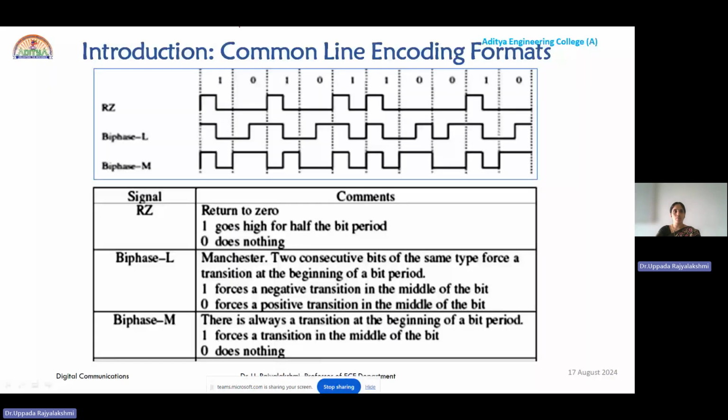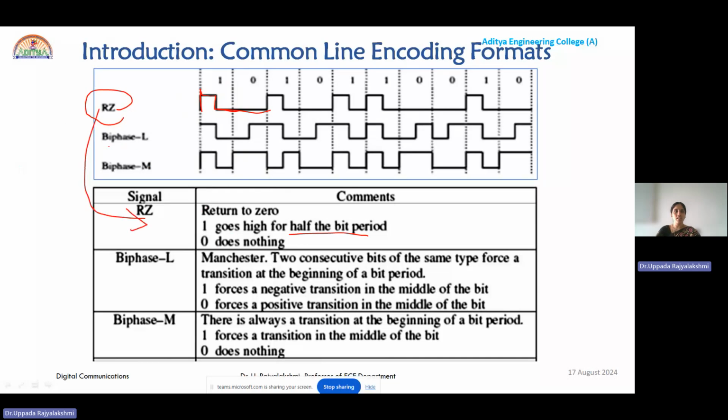The next type of representation you can see is return to zero, RZ. Here in return to zero, one goes high for half the bit period, and after completion of half the duration, it will go to low. So in the middle of the bit, you will have a return to zero transition. And for zero, there is no change. So this is about the return to zero type of encoding.